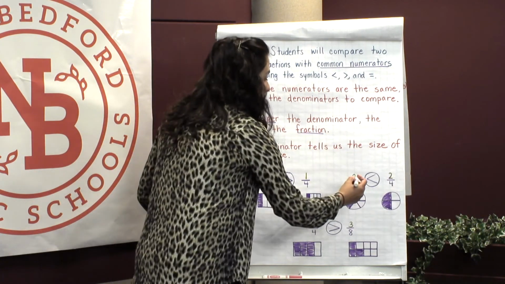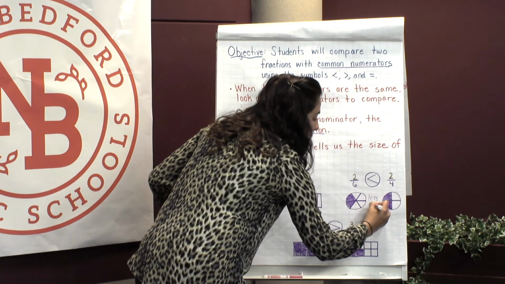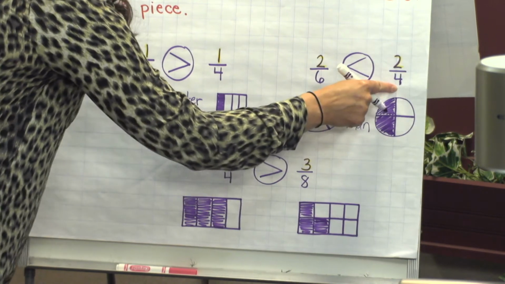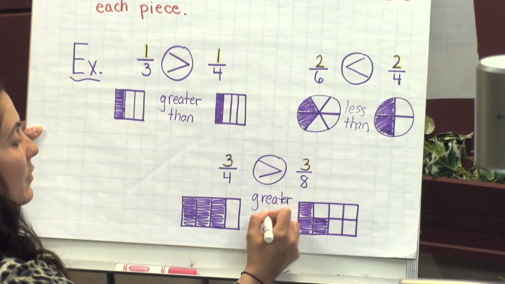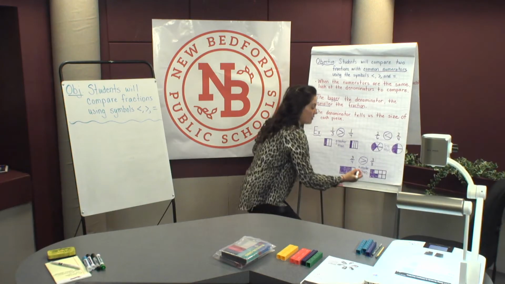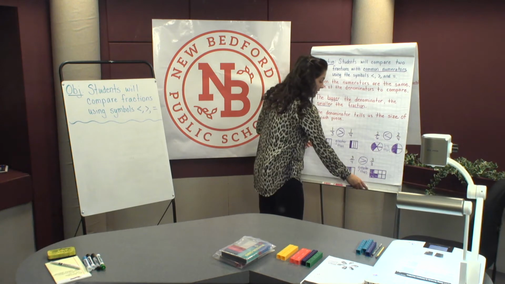I'm going to write the words here just for you to have a reference if you decide to look back at this. 2/6 is less. 3/4 is greater than. So there we have it, that 3/4 is greater than 3/8.